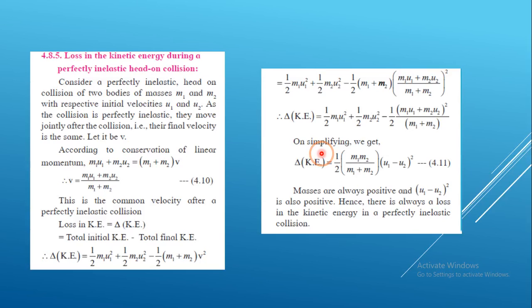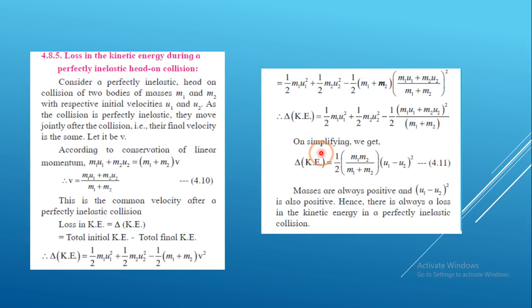We are going to consider the conservation of linear momentum. According to that, m1 u1 plus m2 u2 is equal to m1 v1 plus m2 v2. As it is a perfectly inelastic collision, they will join after the collision. So v1 is equal to v2, so it will become m1 u1 plus m2 u2 is equal to m1 plus m2 combined, multiplied by v. So the value of v is m1 u1 plus m2 u2 divided by m1 plus m2. So we are going to find out how much energy is getting lost.